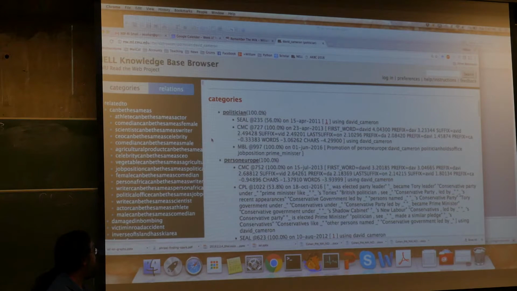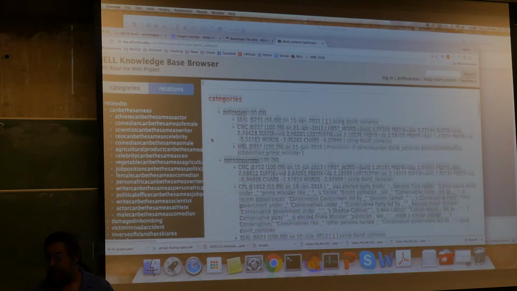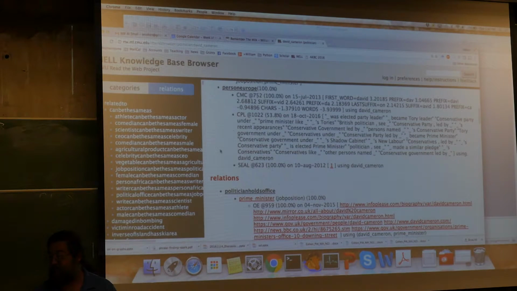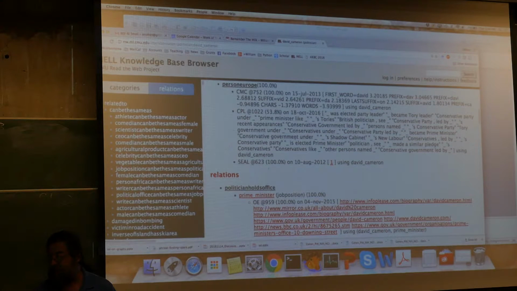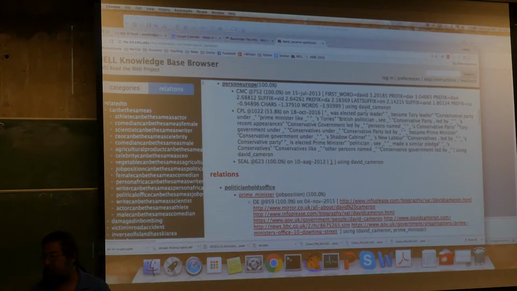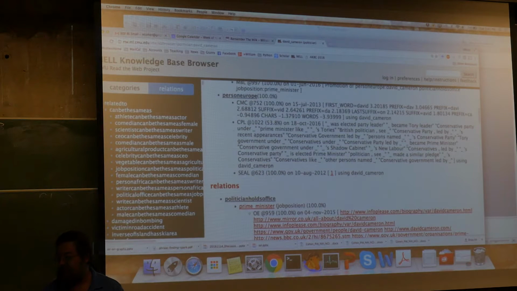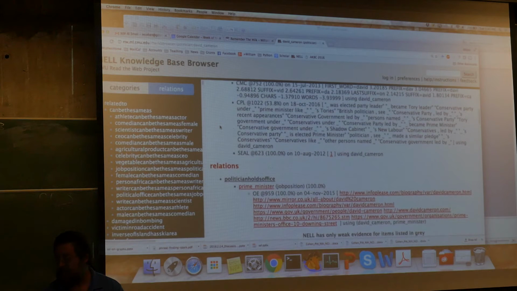Then there are also several different classifiers. The first one is the easiest one to describe: you look at features which are where these named entities appear. So if we've got blank was elected party leader, blank became Tory leader, politicians see blank, Conservatives like blank, other persons named blank. Some of these are good indicators that somebody is, I guess the category here is, person in Europe. Some of them are less good indicators.